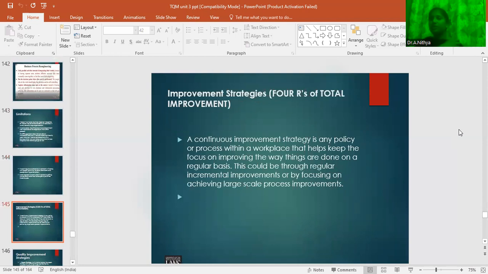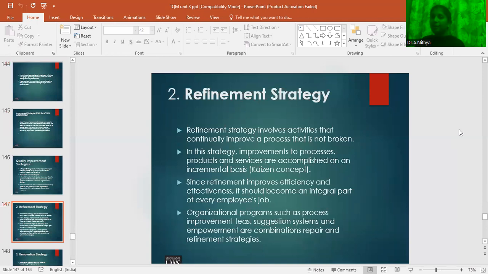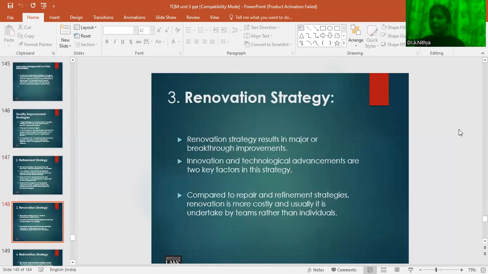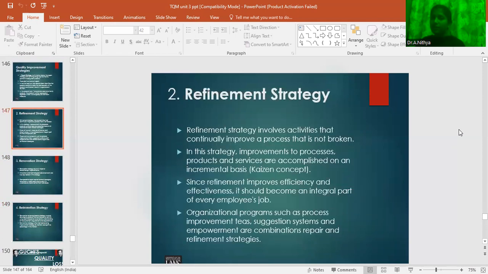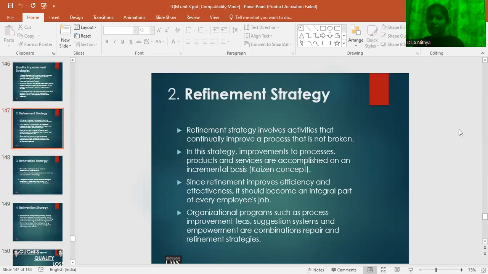Next is improvement strategy. So in this we have 4 R for total improvement. Repair strategy, then refinement strategy, renovation strategy, reinvention strategy. What is repair strategy? As the name itself indicates, the repair strategy aims at fixing things right so that it performs its desired or designed functions.